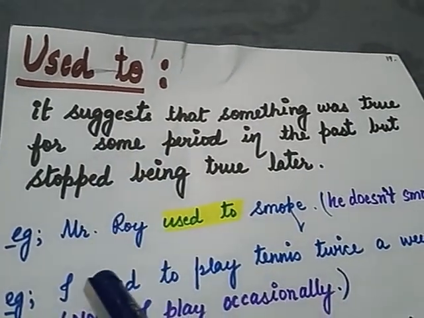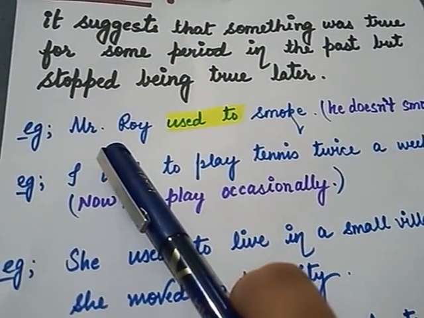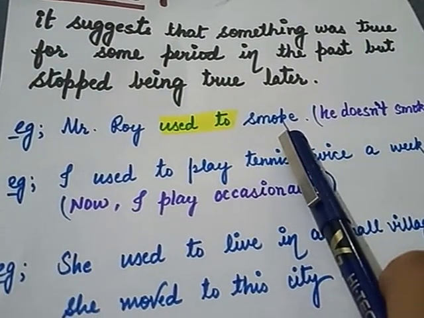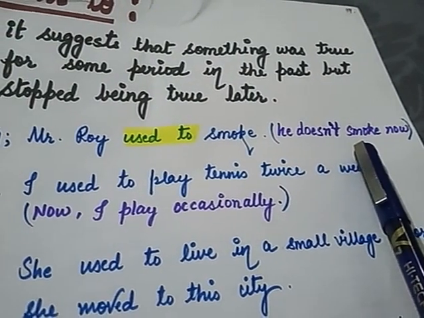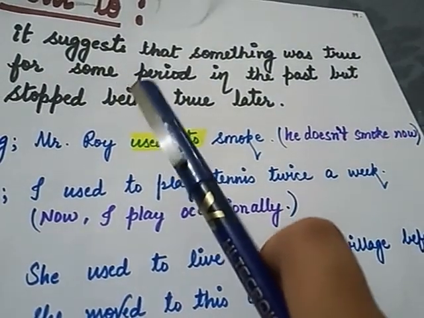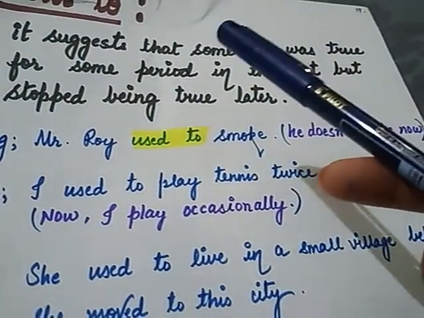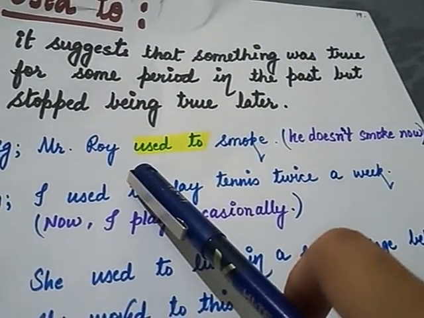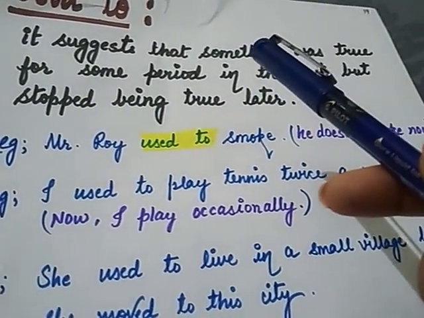I have one sentence over here. Let us understand with the help of this sentence. Mr. Roy used to smoke. Now he doesn't smoke. Okay? Well, children, when you hear me saying this sentence, you immediately think of two things. First, this happened in the past. And second, this was a habit in the past.